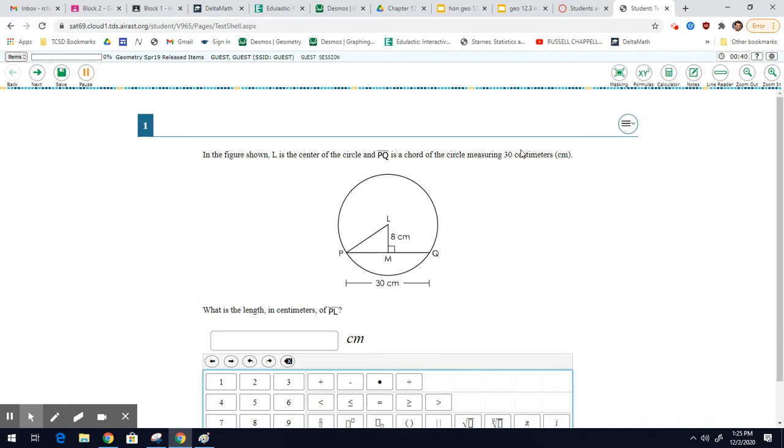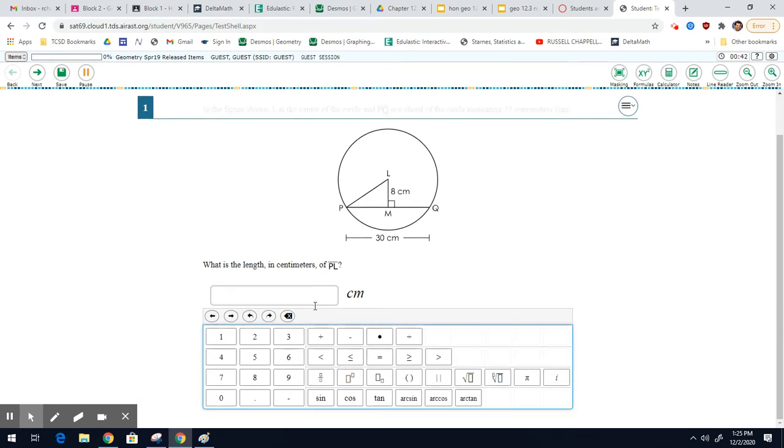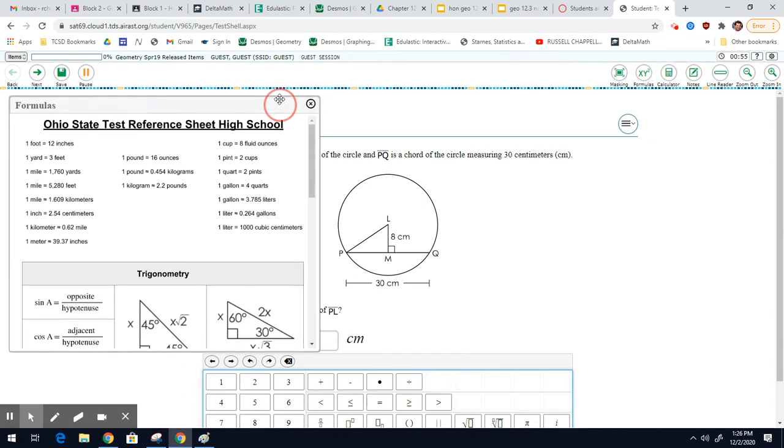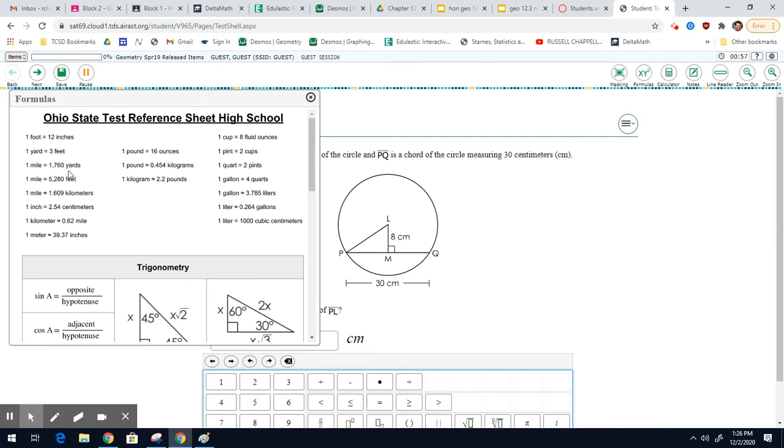Okay, so now here's what your questions look like. So this is an example of a fill-in question, right, where you would have to fill in the answer. Notice they have your options down here. So a couple things up here, formulas. If you click on formulas, here is your reference sheet. The top are unit conversions.